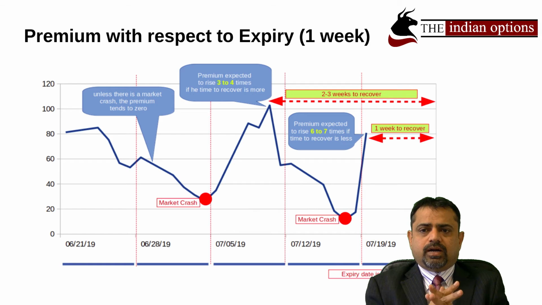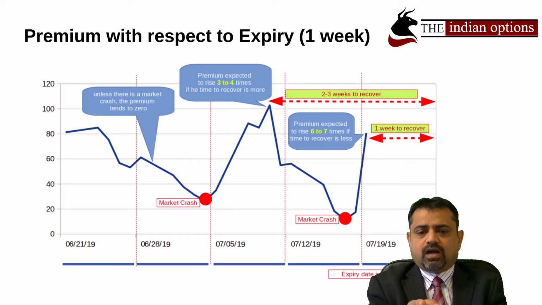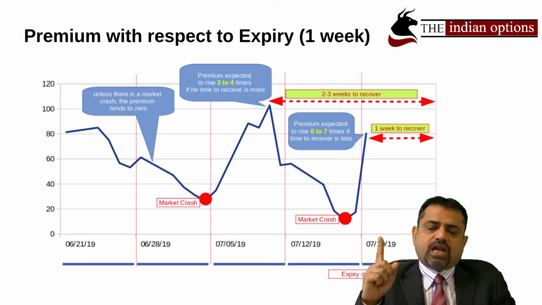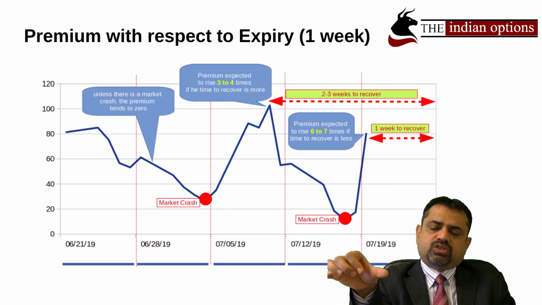Okay, now in this example we are seeing that in this slide the expiry date is 27th of July. The market crash has happened 2 times before July 5th, that is the market crash that happened because of the budget. In that situation, the premium was somewhere around 25 rupees or so, and it shot up to 100 rupees, which means 4 times it increased, and it still has 2 or 3 weeks to recover.